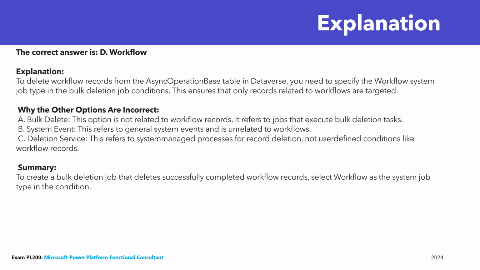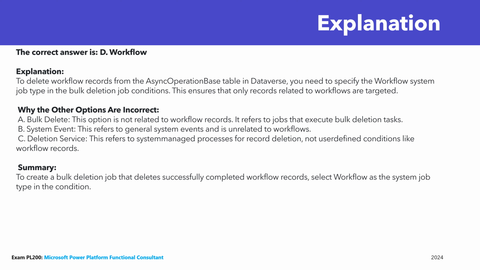The correct answer is D. Workflow. Explanation. To delete workflow records from the async operation base table in Dataverse, you need to specify the workflow system job type in the bulk deletion job conditions. This ensures that only records related to workflows are targeted.